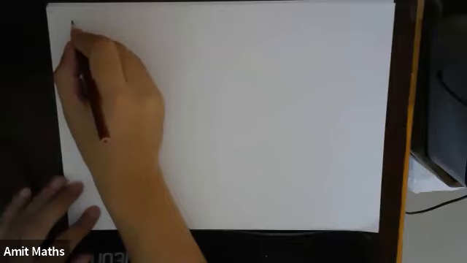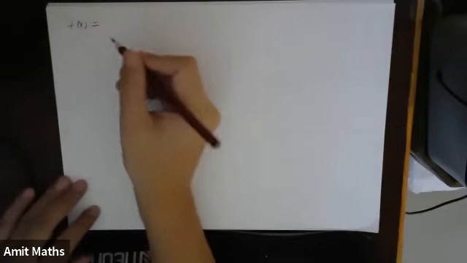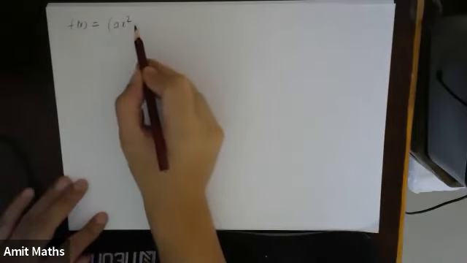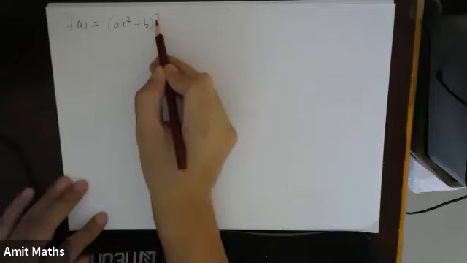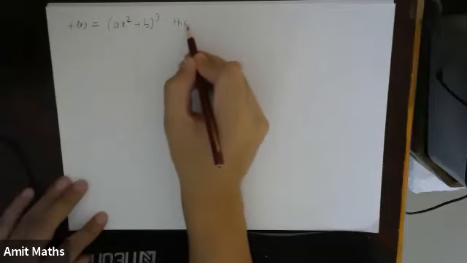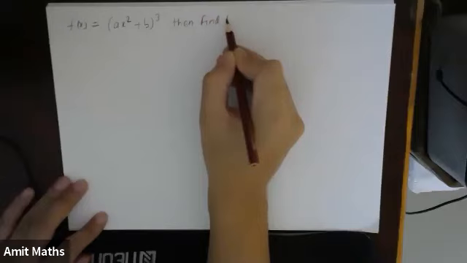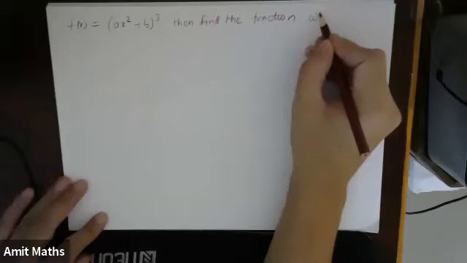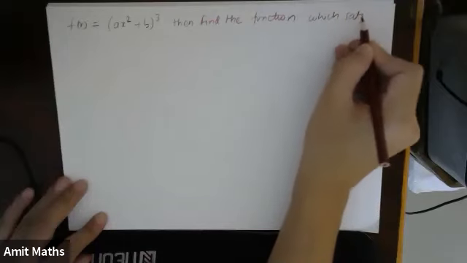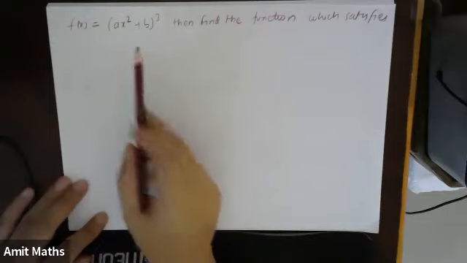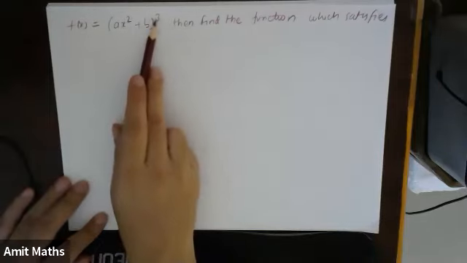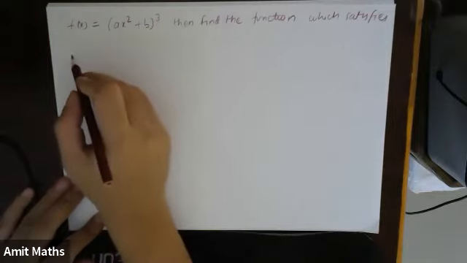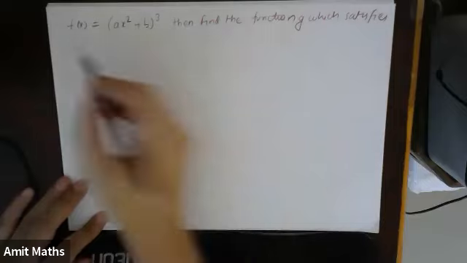The first question is, if f of x equals (ax square plus b) whole cube, then find the function which satisfies. The function is given as f of x is equal to (ax square plus b) whole cube. Then you have to find a function g which satisfies the following.